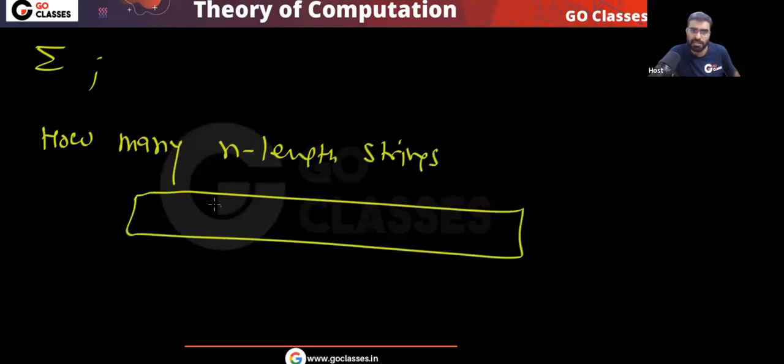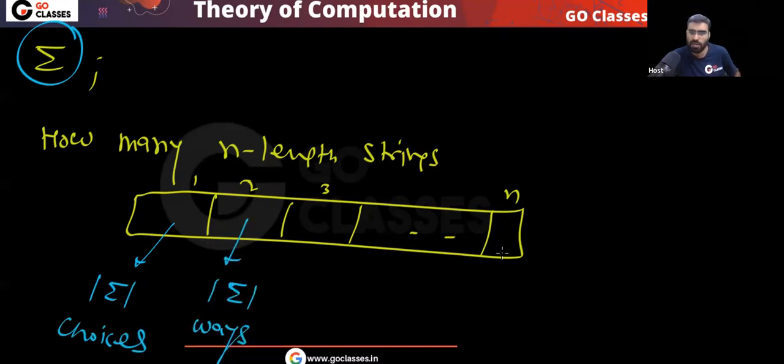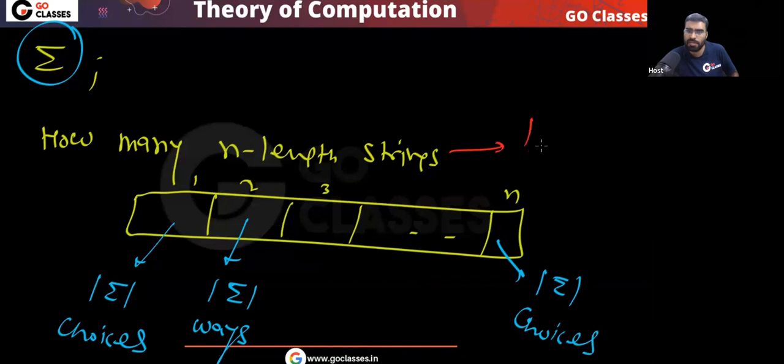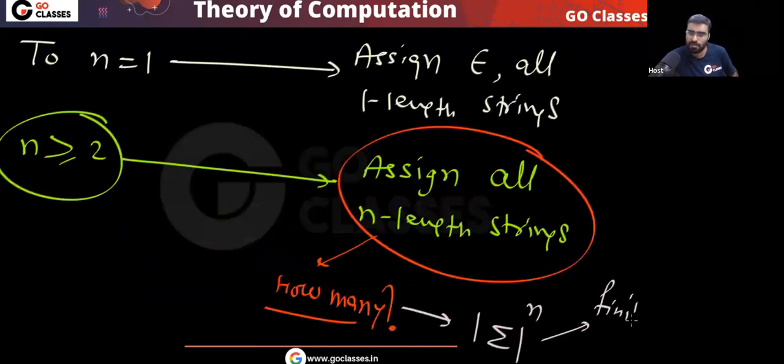I want to create n length strings, with positions 1, 2, 3, and so on up to n. So tell me, for every position, how many choices do you have? Here you can put any symbol from sigma. Yes or no? So these many choices I have. Here also these many choices I have. So finally I can say how many? That will be cardinality of sigma power n. This will be the answer. Correct. So I can say this is a finite number. So finally, this is the idea. Yes or no? Agree with me?